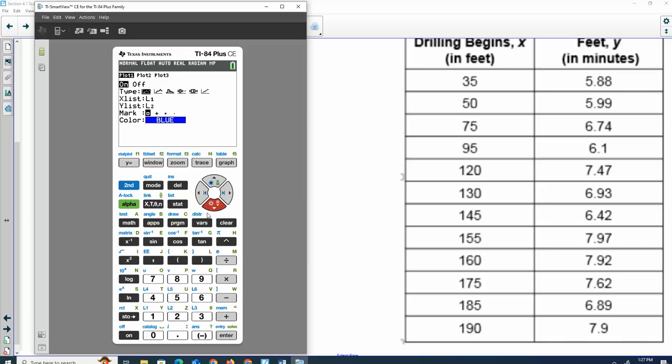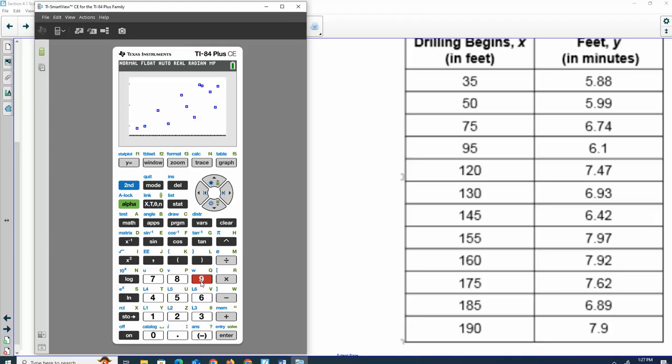So second y equals. Just the same place we go when we're doing the first. So go in there, and then we just need to change this type to the first one here. And it came up your x is L1 here. All right, did everyone get that? And then if we go to our Zoom 9, we should get a scatter plot.